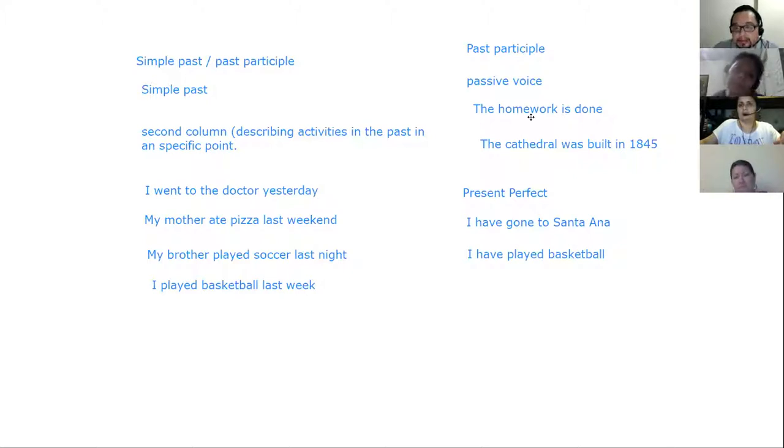Nos enfocamos en quien recibió la acción. Entonces, ¿sabe que se va a enfocar el pasado participio en dos situaciones, digamos? Por el momento, no sabemos, sí. Y cuando utilizamos la voz pasiva. Así es. Ok, perfecto. Gracias. Welcome. Ok.